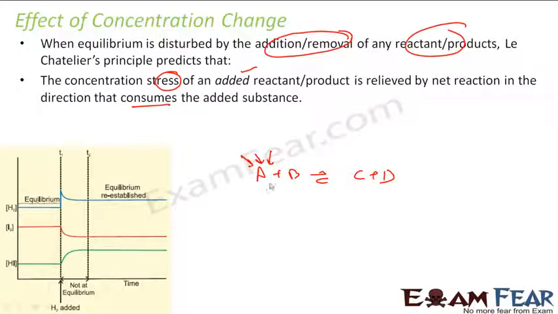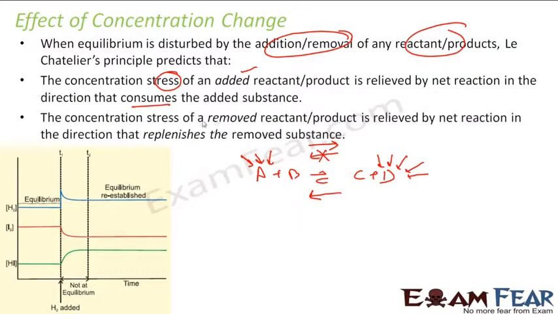So what can consume? I have two options, either the reaction in this direction or this direction. If I have a reaction in this direction, will A be consumed? No. It will give more A actually. If I have reaction in this direction, will A be consumed? Yes. So if I add some A here, the reaction will go in this direction so that A is consumed. Similarly, if I add more B here, the stress will be created. And how will it be relieved? It will be relieved by allowing this reaction in a direction that will consume B, that is this direction.